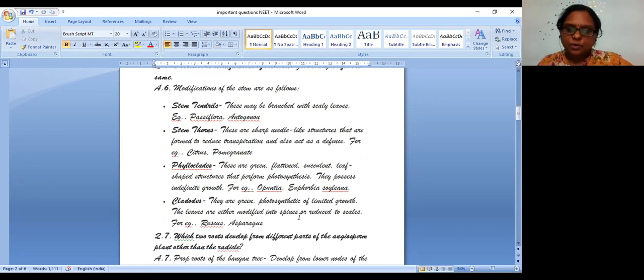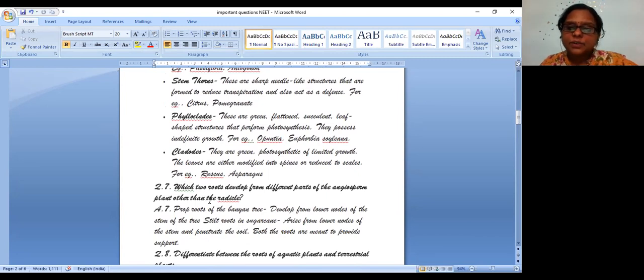Cladodes are green, photosynthetic, of limited growth. I told you asparagus, you remember the slide, asparagus, just one internode long. So they are green, photosynthetic, of limited growth. The leaves are either modified into spines or reduced to scales. We have seen that they can be small leaves also, they can be small spines also. So asparagus was the example I told you. There's Ruscus also.